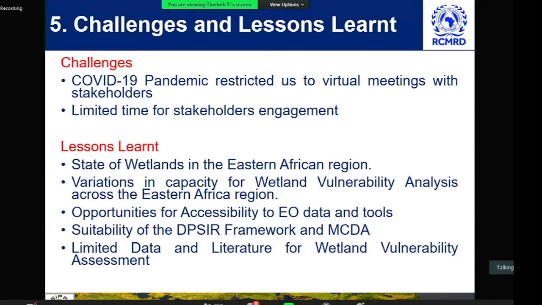The fourth one is suitability of the DeepSearch framework and the MCDA framework, which stands for multi-criteria decision analysis. And the last lesson learned is limited data, of course, especially for Eritrea and Somalia. We have seen that there was a lot of limited data access, and the literature was not actually accessible. But we at least tried to integrate these two countries in terms of phone calling to see what is currently happening with wetlands. So there was very limited data and literature for wetland vulnerability assessment, especially for those two countries.